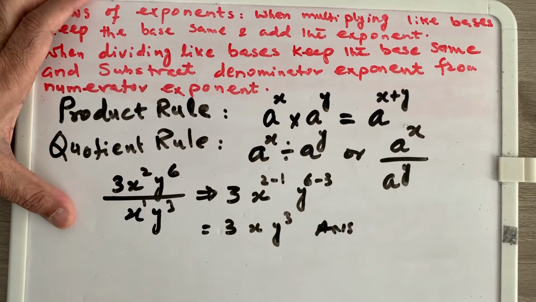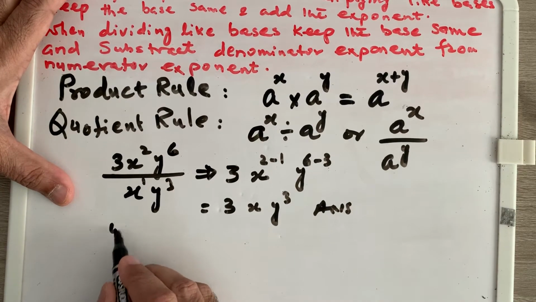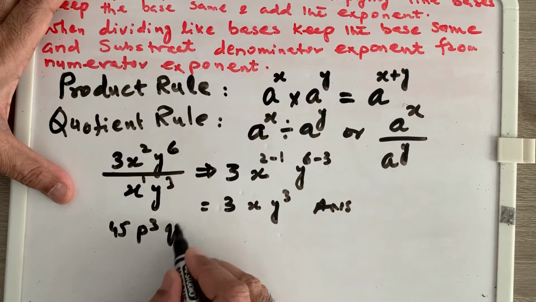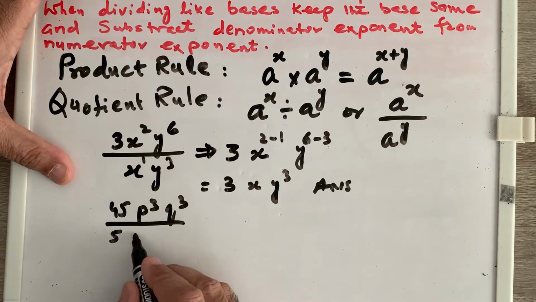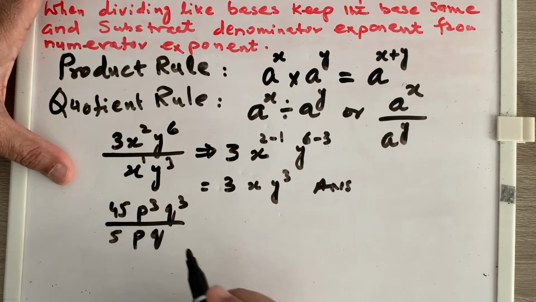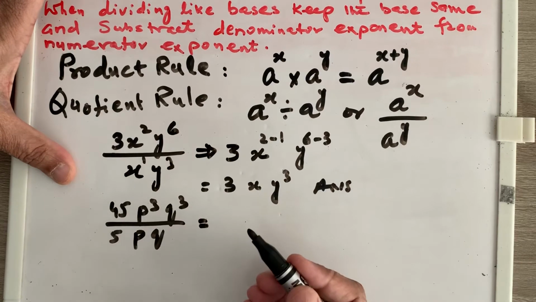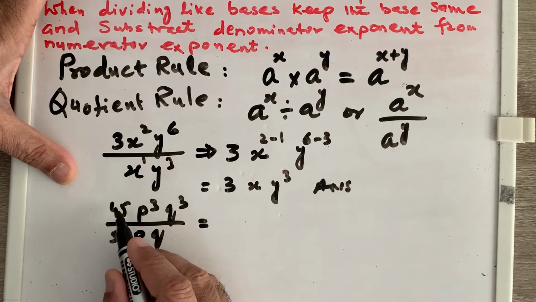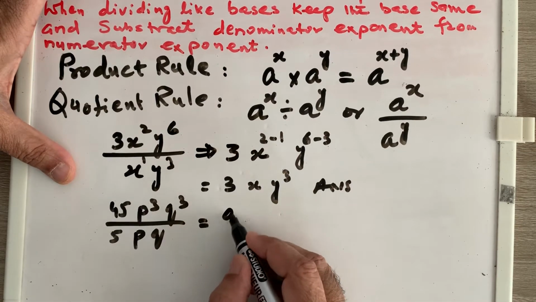So we have to see another example. If we have 45 p cube q cube divided by 5 p and q, right? The number will get cut with the number, like in the quotient. We know that we can cut 5 and 45. They are in the same table of 5. 5 9s are 45, so 9 will be here.